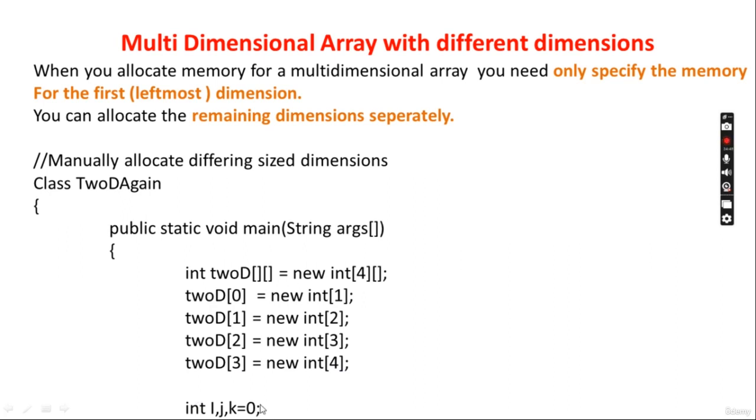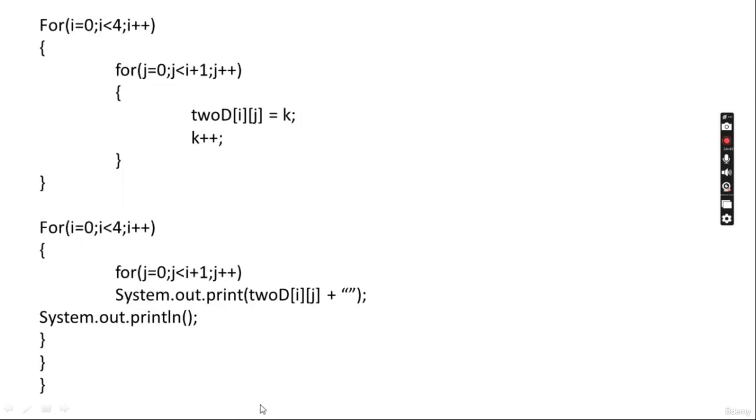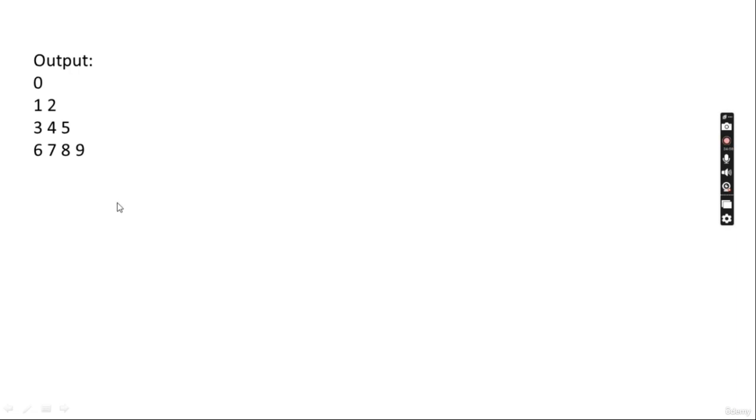Here also 3 variables are used. Here also I am storing the value of k and incrementing k, and for displaying I am using a second for loop. The output of this is, for the 0th row, the number of columns is 1, value 0. Then for the second row, the number of columns is 2, and so on. So this is the output.